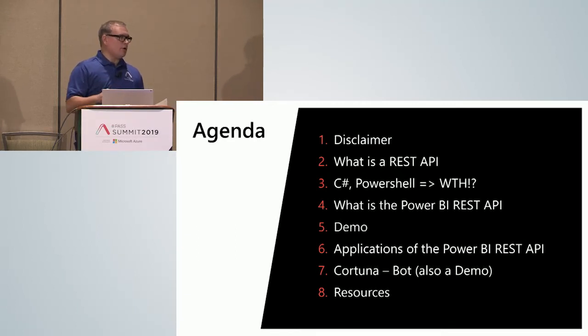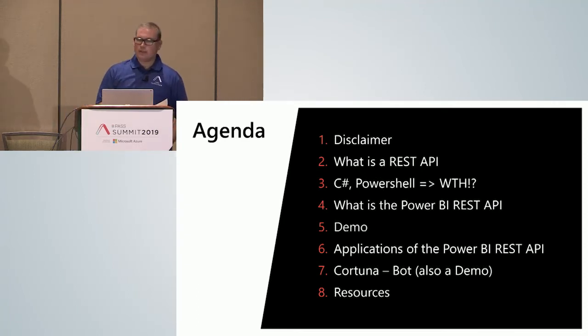We'll start off with a disclaimer on what is not covered in the session, then a little bit about what a REST API is in general, and then somewhat about C# and PowerShell. Actually, I think I've swapped 3 and 4, so we will go from a REST API into a Power BI REST API, and some C# and PowerShell on how we can actually invoke the REST API. Then some demos, and a little bit about applications of the REST API, various products out there. And then I've also incorporated the REST API in a little bot demo at the end called Cortuna. And finally, we will go on to resources.